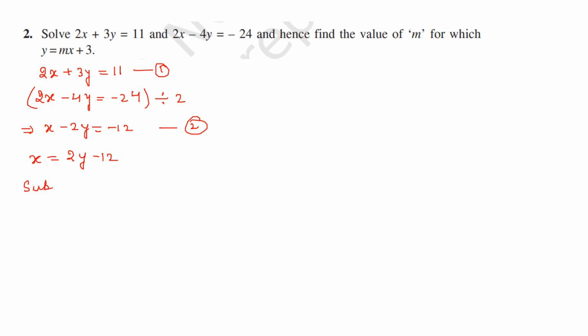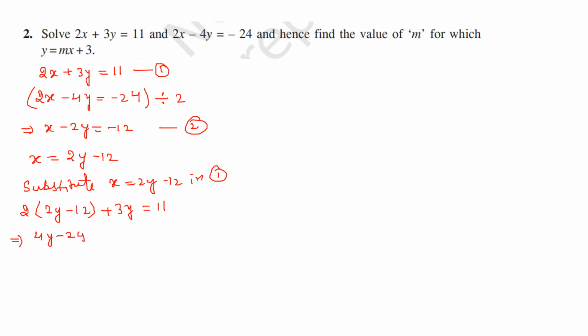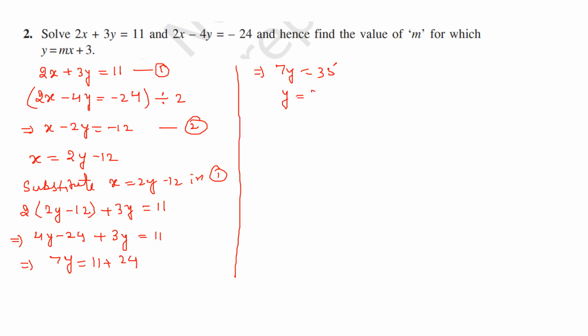Now substitute x equal to 2y minus 12 in equation 1. So you will get 2 times 2y minus 12 plus 3y equal to 11. So it will be 4y minus 24 plus 3y equal to 11. So it will give me 7y equal to 11 plus 24. And what is 11 plus 24? 11 plus 24 will give me 35, isn't it? So from here I will get the value of y as 35 divided by 7, which is 5.